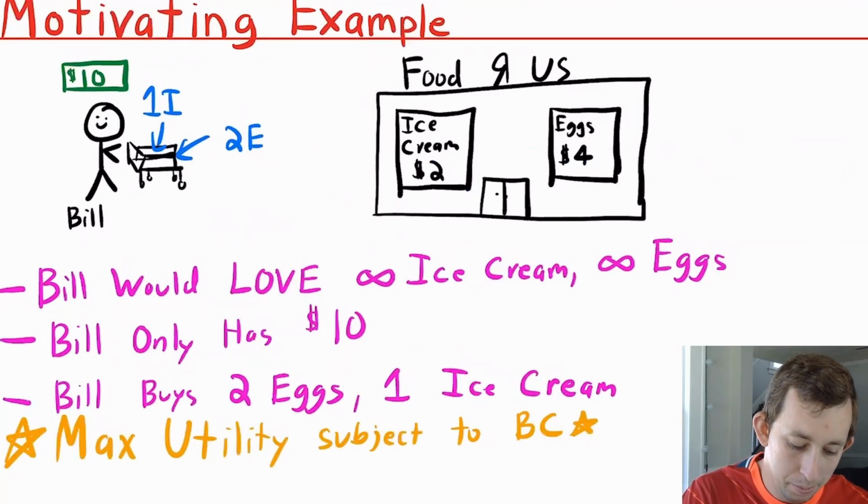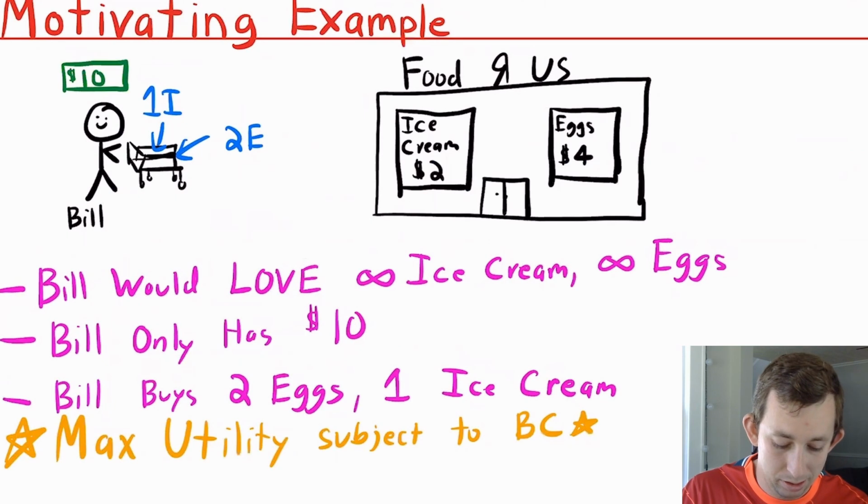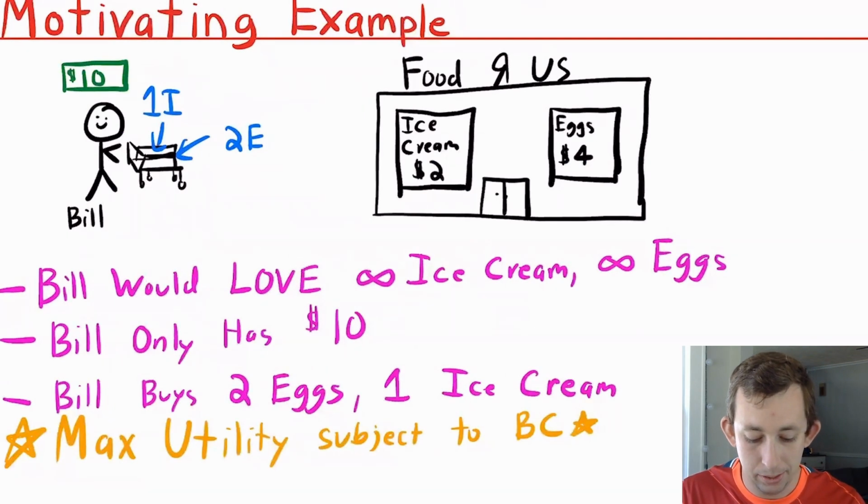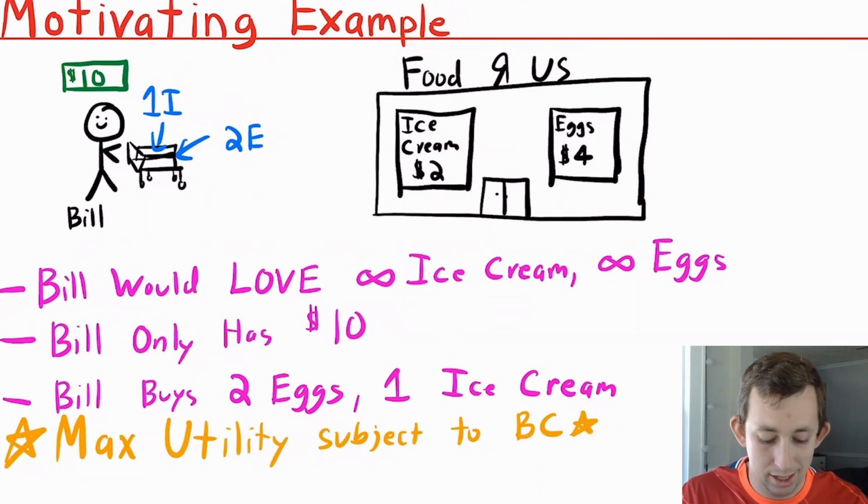Here's Bill. Bill's got $10 in his pocket, and Bill's about to walk into this store called Food R Us. And Food R Us serves exactly two things: ice cream for $2 and eggs for $4. And Bill walks into the store. He likes both ice cream and eggs. He would really like to buy the whole store. He would like to walk out with as many eggs as he could carry and as many ice creams as he could carry. But Bill cannot, because Bill only has $10.